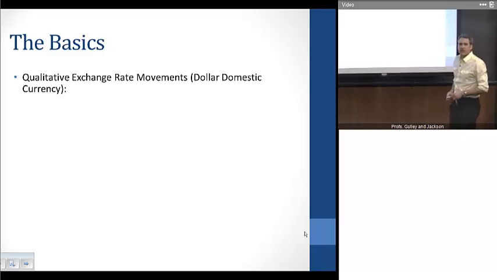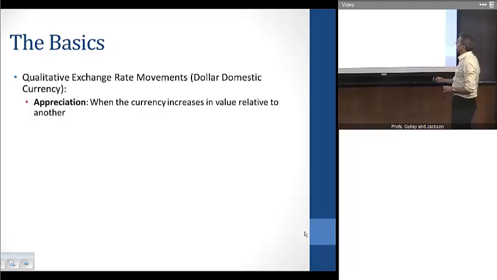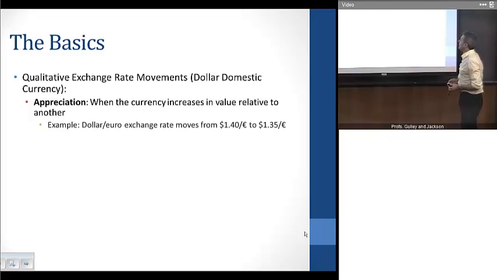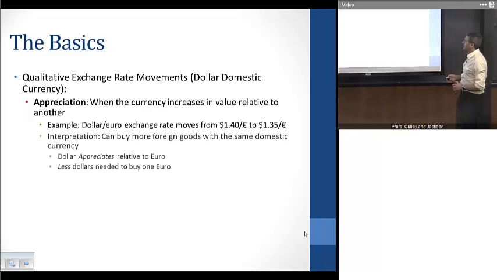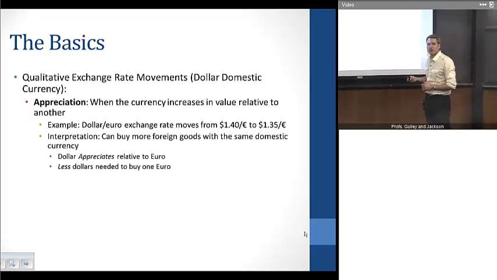So in thinking about exchange rate movements, there's two basic ways that we can think about this. There's an appreciation of the currency, so that just means that a currency appreciates in value or increases in value relative to another currency. So as an example, if we have the dollar-euro exchange rate, if that goes from $1.40 per euro to $1.35 per euro, then what that means is that the dollar appreciates relative to the euro.